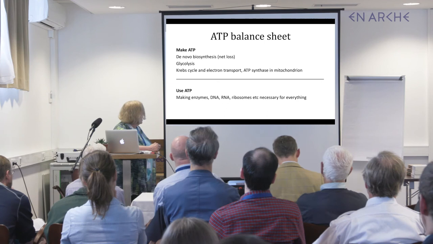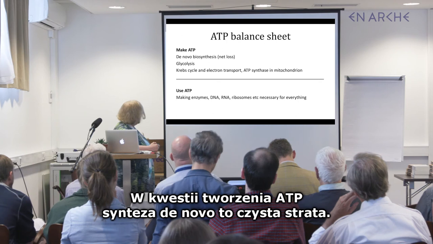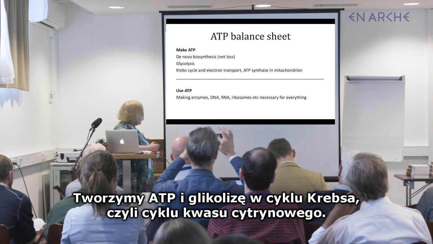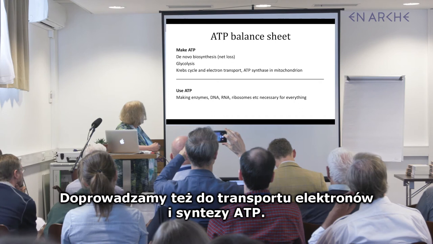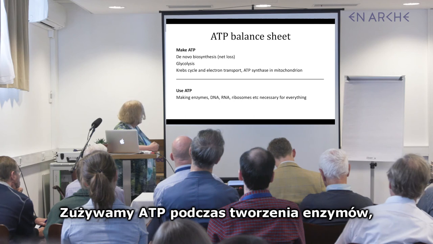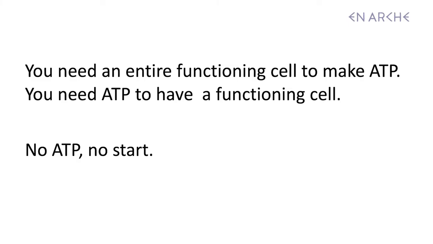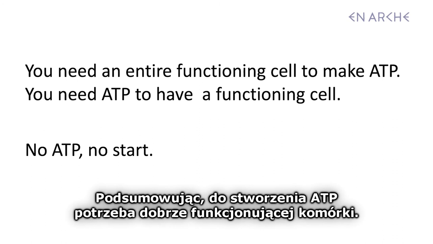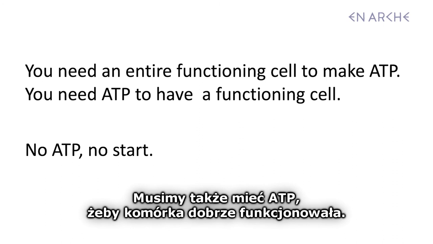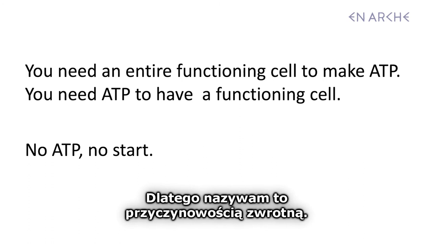Now, let's do the balance sheet. To make ATP de novo is a net loss. We generate ATP in glycolysis, in the Krebs cycle, which is another name for the citric acid cycle, in the electron transport, and regeneration in ATP synthase. We use ATP in making enzymes, DNA, RNA, all the synthesis of the cell, in everything in the cell. So in summary, we need an entire functioning cell to make ATP. We also have to have ATP to have a functioning cell. That's what I call causal circularity. No ATP, no start.